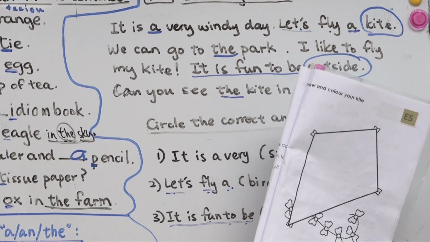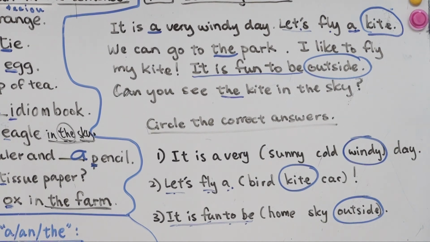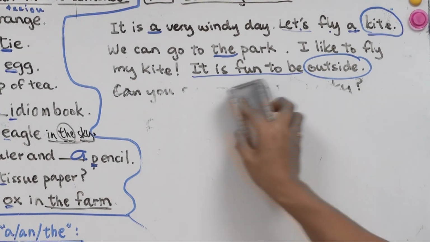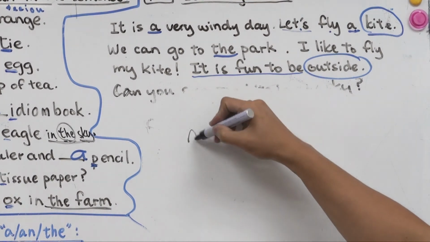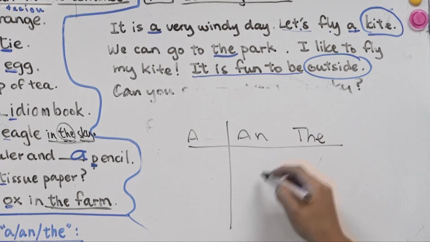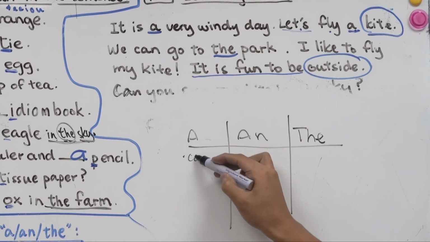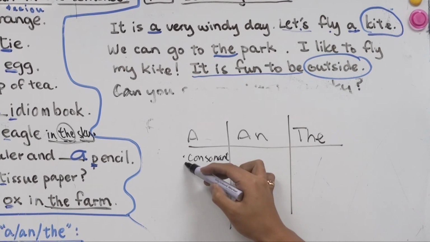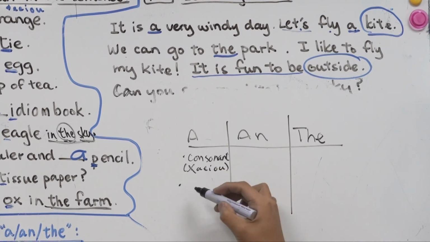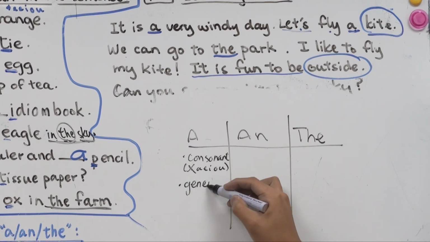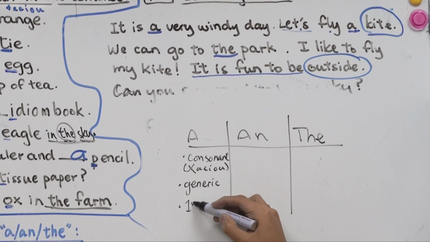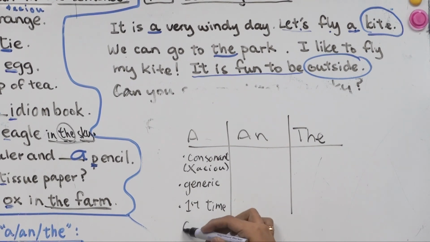So, before we end the class, let's do a little bit of a revision, okay? So, we have a and an and also the. Now, a is to be used with consonants, which means not A, E, I, O, U. Alright? And also, they are generic, not specific, and also when they are talked about for the first time. Like a boy.